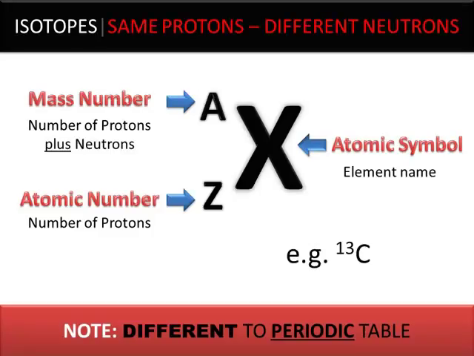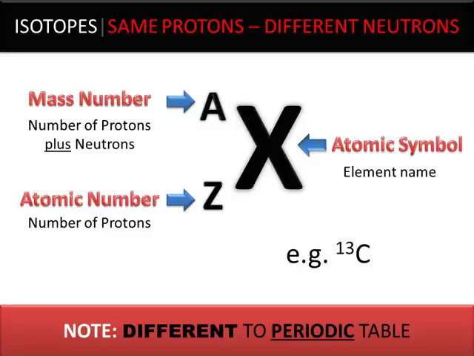An isotope is an atom of an element which has the same number of protons as all the other atoms of that element, but a different number of neutrons. We have a specific shorthand that we use to denote isotopes. This is based on using the atomic symbol. This is the abbreviation of the element name that you see on the periodic table.